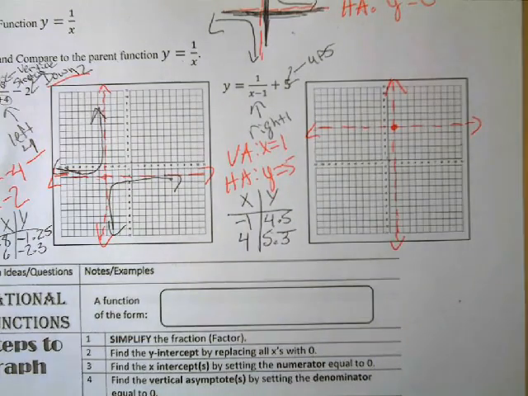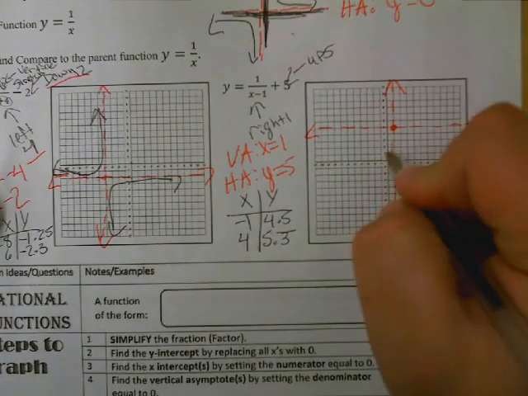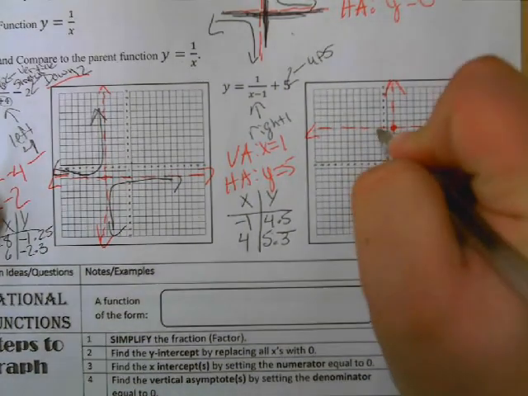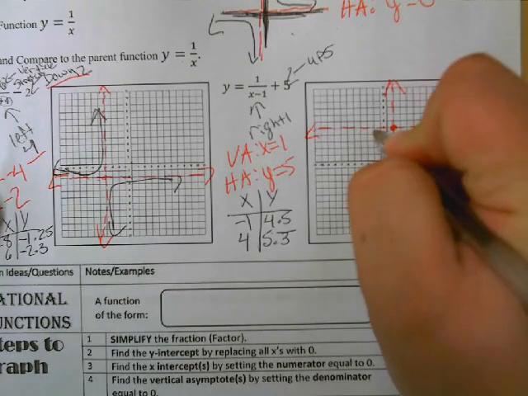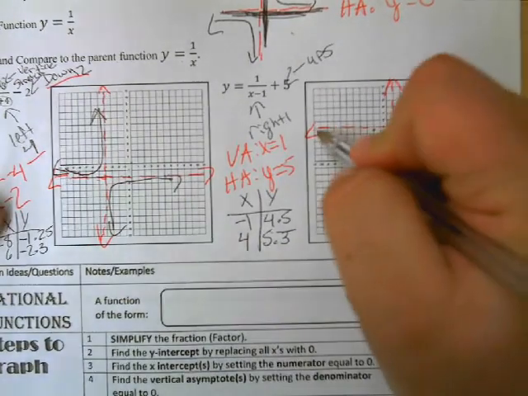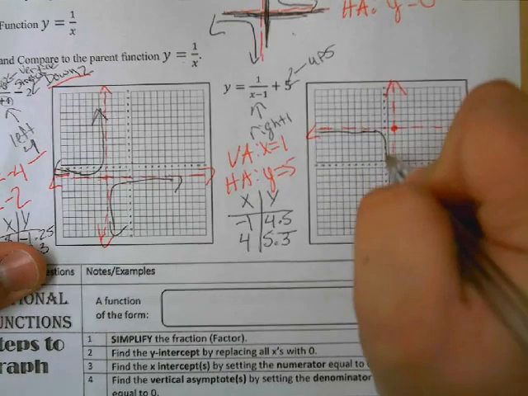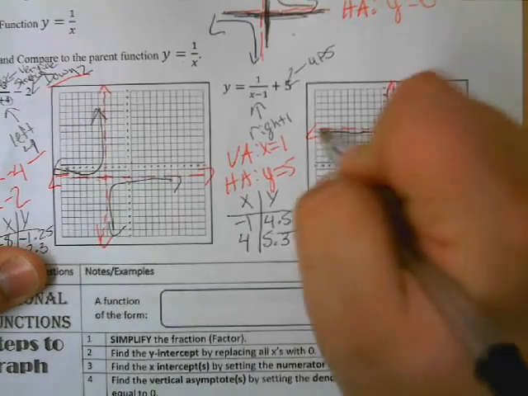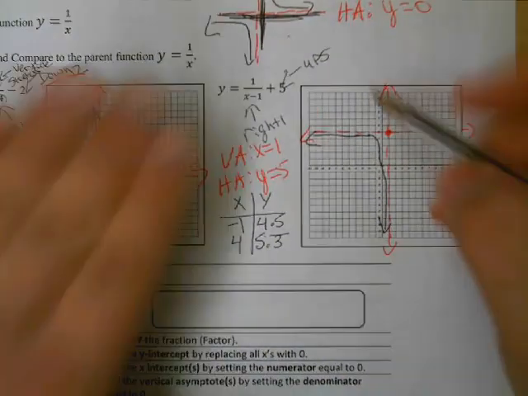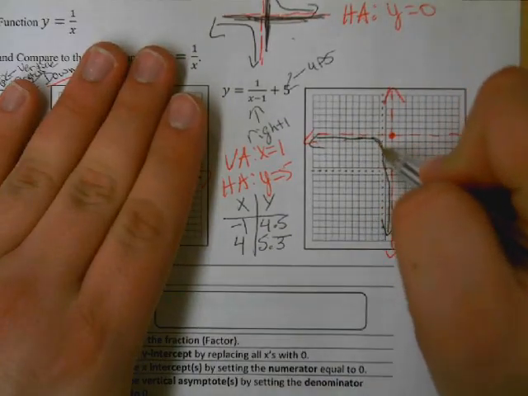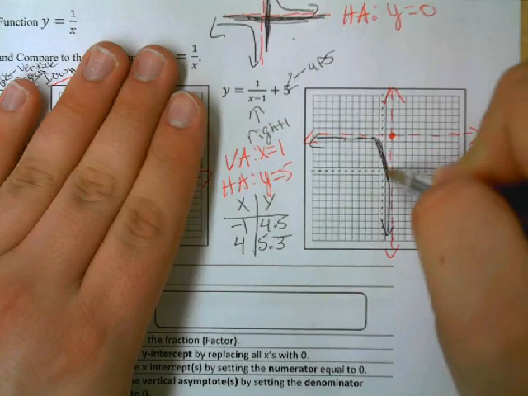So now I'm ready to plug in my points. At -1, I'm at 4.5. So that's right up here. And now I can just graph my branch. It goes right along the horizontal and vertical asymptotes. That's how it goes. That's a bad little curve there. I'll fix that. There we go.